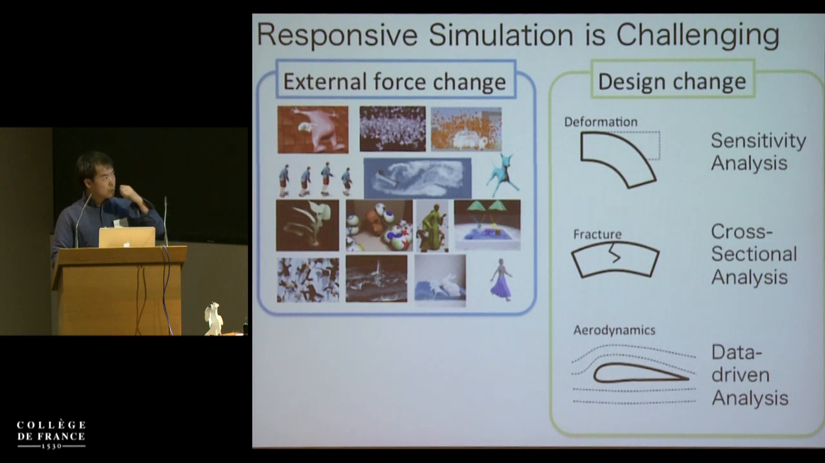While doing this kind of research for several years, we found three techniques, each targeting a physics behavior. For deformation, we found sensitivity analysis is efficient, for fracture, we found cross-sectional analysis is efficient, and for aerodynamics, we found that data-driven analysis is very good. And I will go over these one by one.